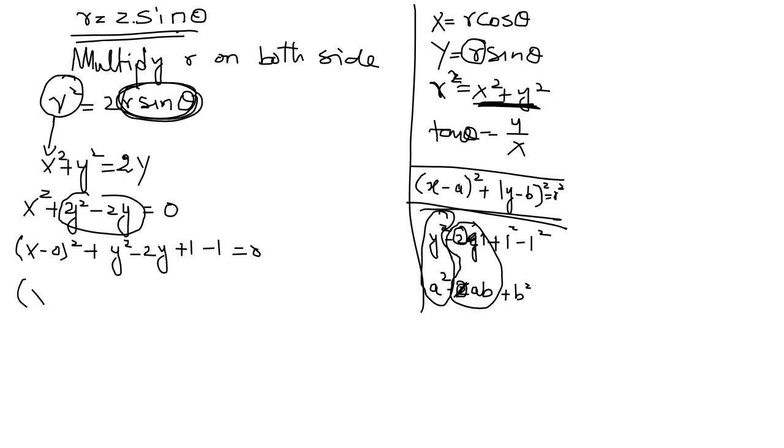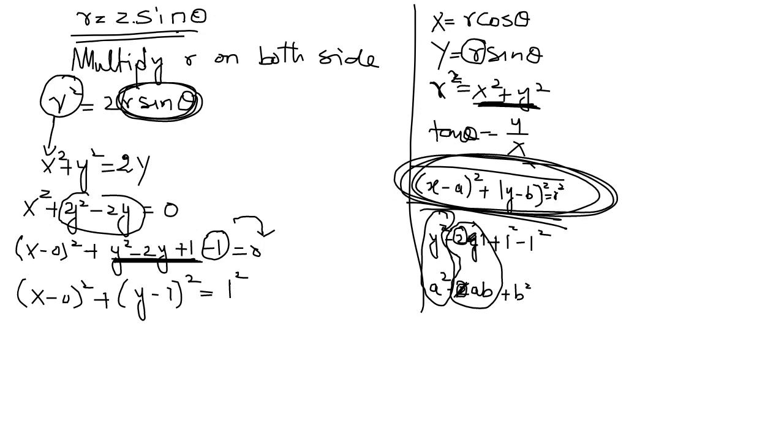So that becomes x minus 0 whole square, and we only need these three terms for the square. So minus 1 is extra, you can move that to the other side. This is equal to y minus 1 whole square. Minus 1 on the other side will give you 1, which you can write as 1 square. This is the general form of the circle. You can say this is the circle with center point (0, 1) and radius 1.